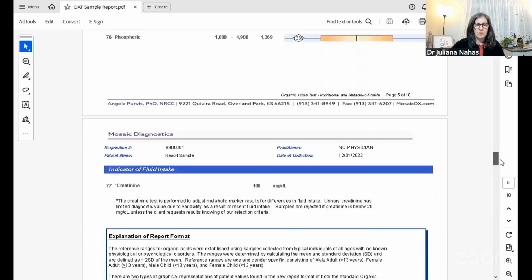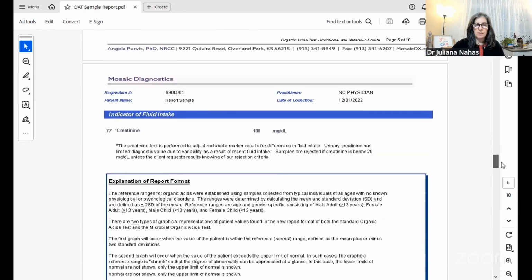I do look at the creatinine on the test because if it's less than 50, then I have to recompute where the line actually falls. It does alter all the results on the test. And if it's over 250, again, it will alter the results on the test. So we like the creatinine to be between 50 and 250, not below or higher.